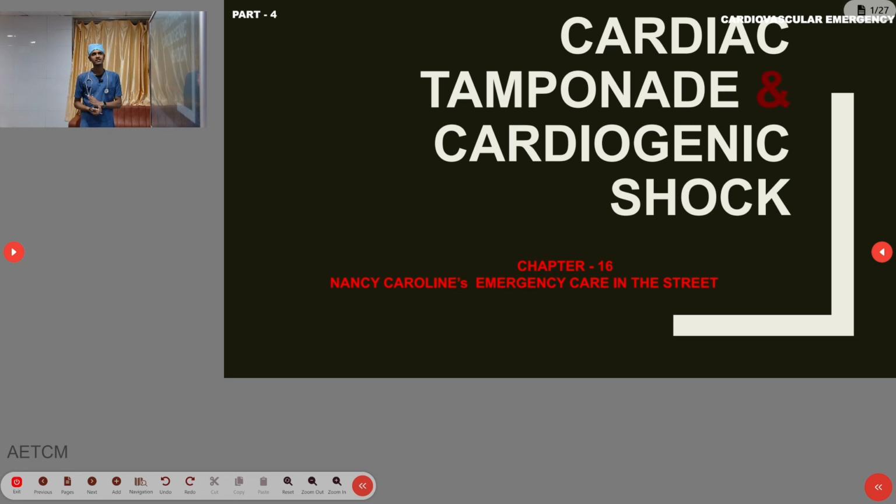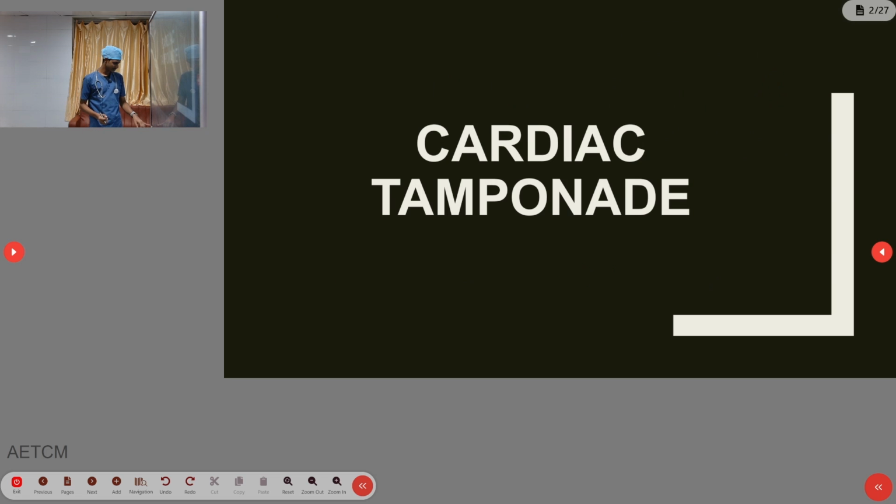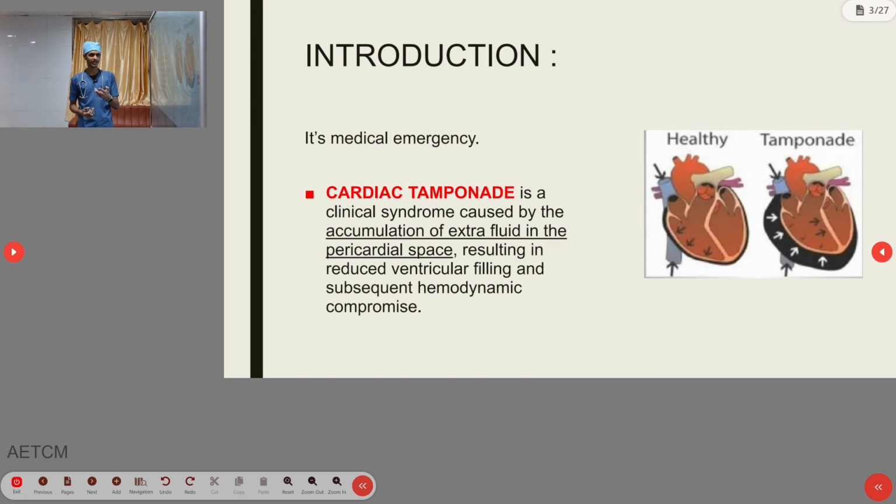So, in the path of cardiovascular emergency, today's topic of discussion is cardiac tamponade and cardiogenic shock. First is cardiac tamponade. Cardiac tamponade is a medical emergency. It is defined as a clinical syndrome: an accumulation of extra fluid in the pericardial space. Ultimately, it will result in reduced ventricular filling and subsequent hemodynamic compromise. So the main term here is accumulation of extra fluid in the pericardial cavity.